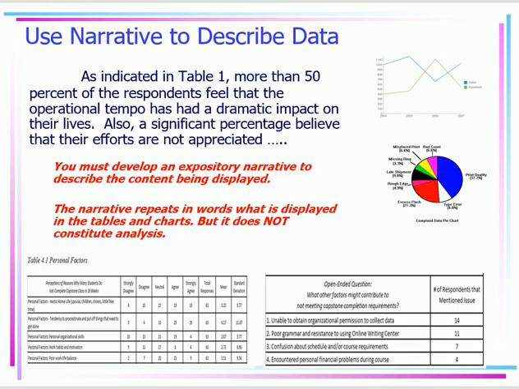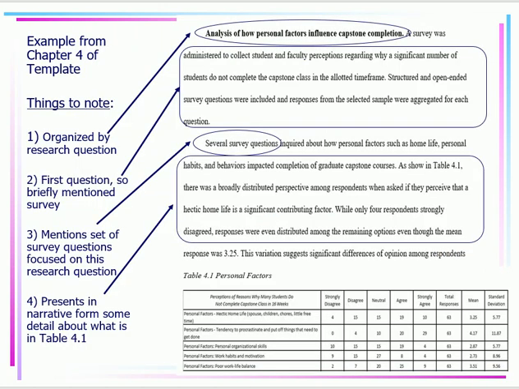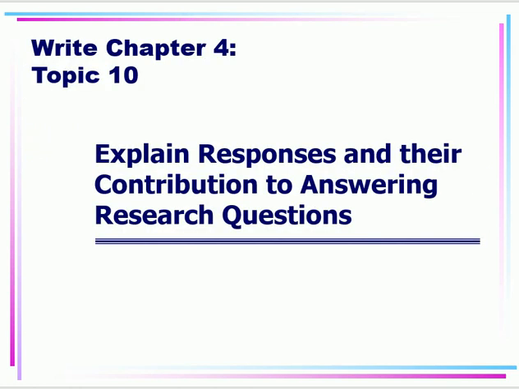As indicated in Table 1, more than 50% of the respondents feel that operational tempos had a dramatic impact. But then why? Also significant, okay, why? Right, analysis of how factors. So, things to note: organized by research question. This is in the template. The first question was briefly mentioned on the survey, but discuss the answers and talk about it. That's just showing you how in the proposal template I've laid things out for you to follow.